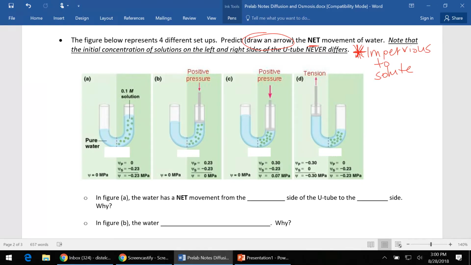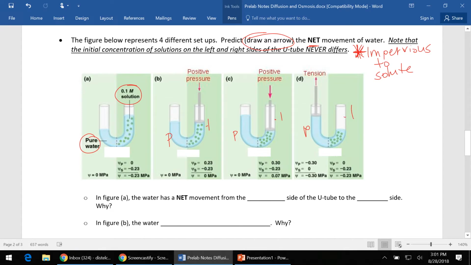It says, note that the initial concentration of solutions on the left and the right side never differ. So what we're saying is we always have a 1 mole solution and pure water on each side. So pure water here, still a 0.1 mole solution here. Pure water, 0.1.